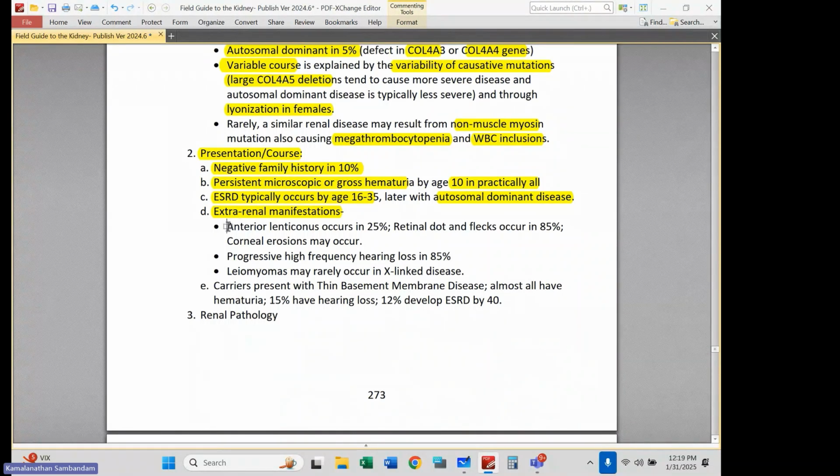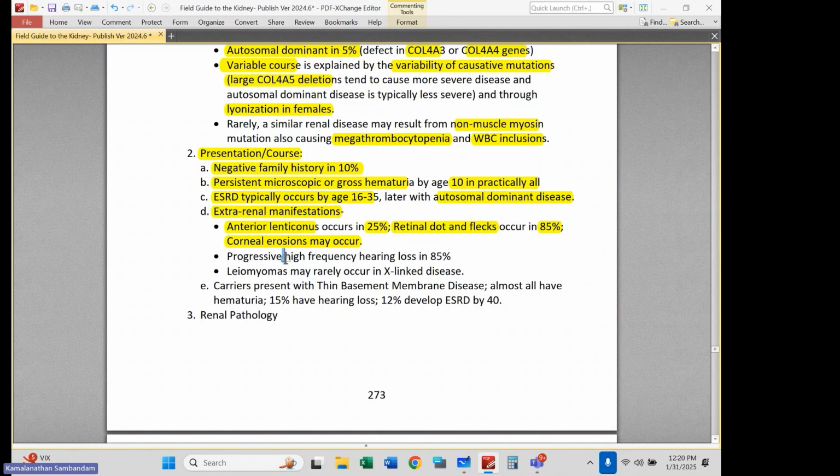But we see anterior lenticonus. What does that refer to? On the lens, it's actually anteriorly protruding, not the cornea. The lens of the eye has this anterior protrusion that is visible to an ophthalmologist. And then you can also see some retinal changes. Those are more common than the changes in the lens. You can have some alterations in cornea as well.